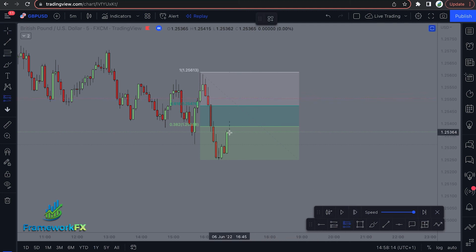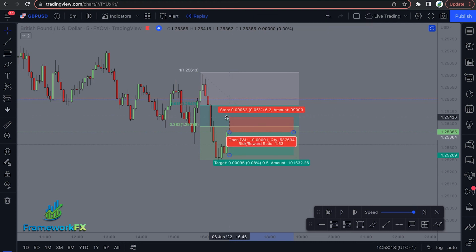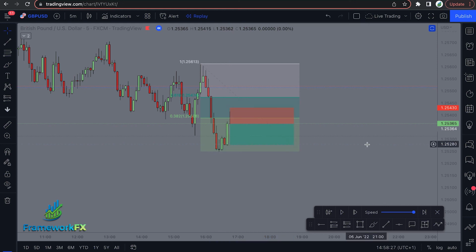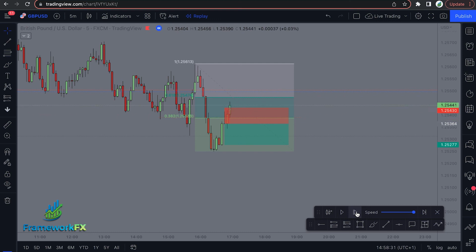So I'll enter a short position. My stop goes just below where we rejected, and then I want my 1 to 1.3 risk, roughly. And then we just see how it plays out. And as you can see, it's just come straight back up and taken us out. Now, those trades happen. This is trading. You can't expect to win all of the time, and you have to be prepared to take those losses when they come.